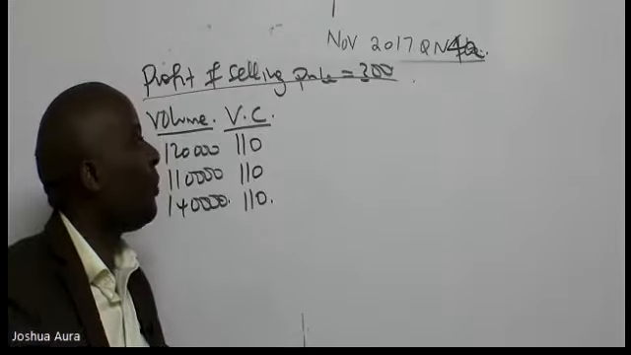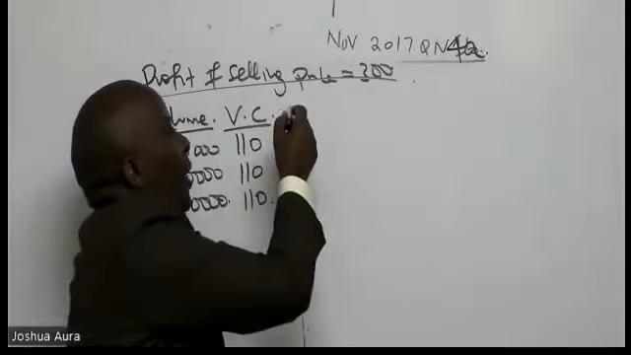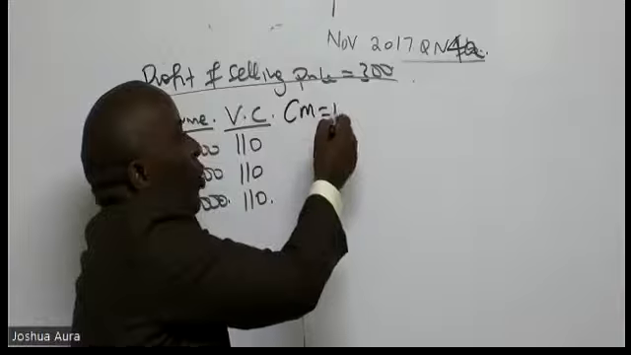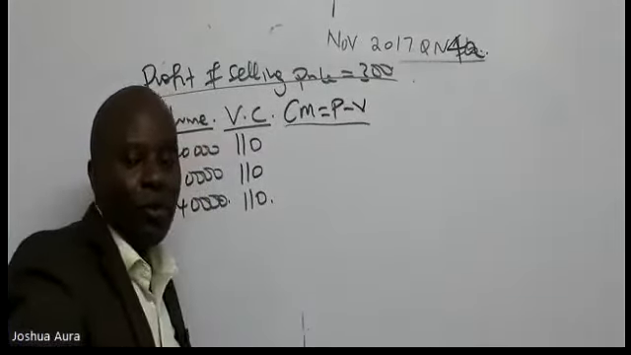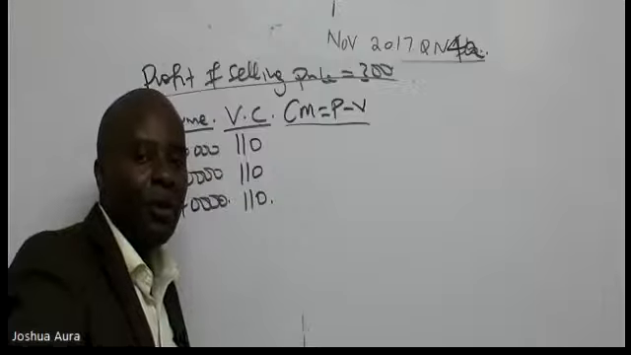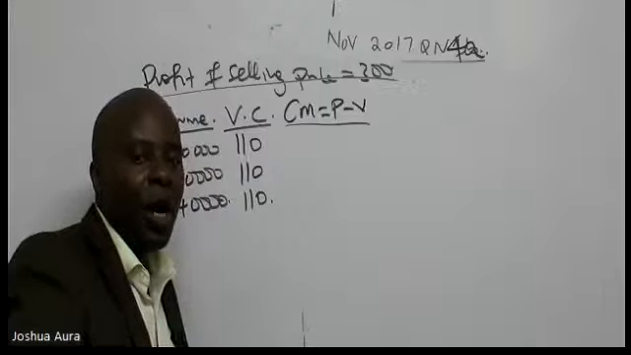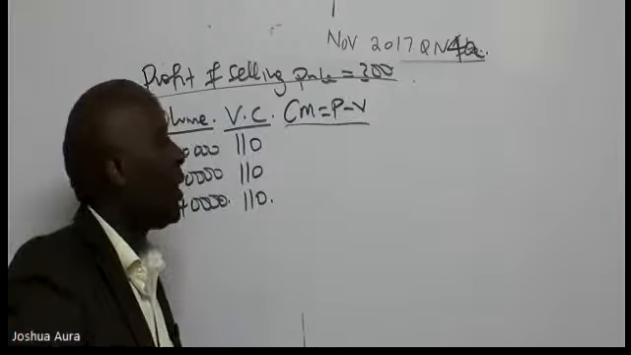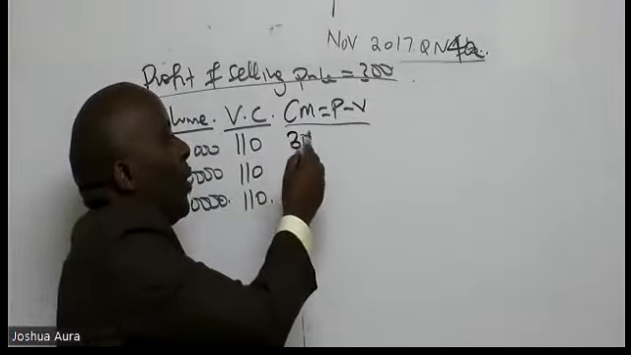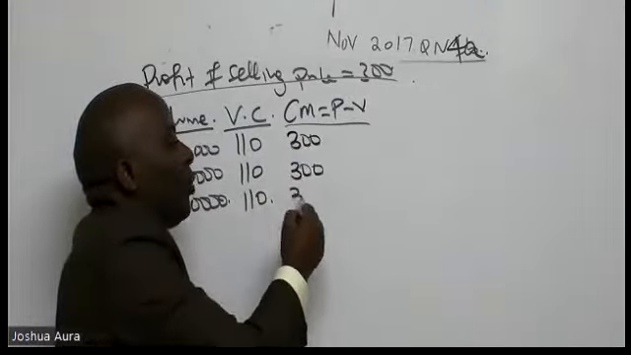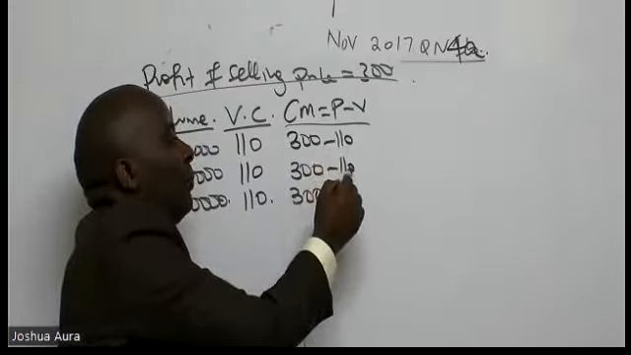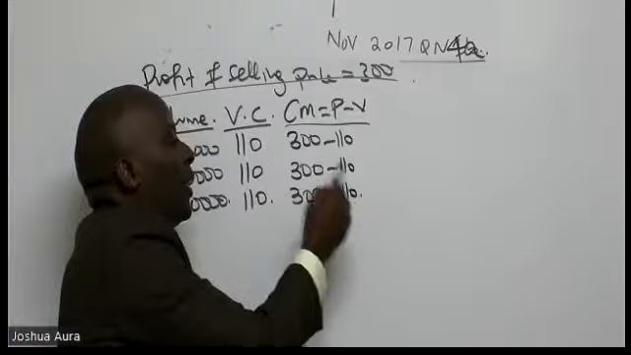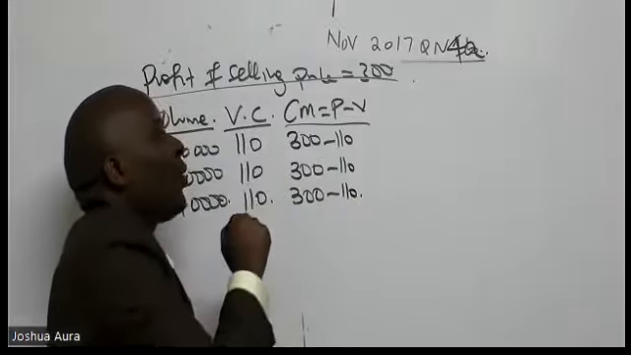So then, ladies and gentlemen, could you kindly create a column here for contribution margin? Remember, we are bright students. We know that contribution margin is selling price minus variable cost. In this case, the selling price for this table is 300, minus the variable cost.